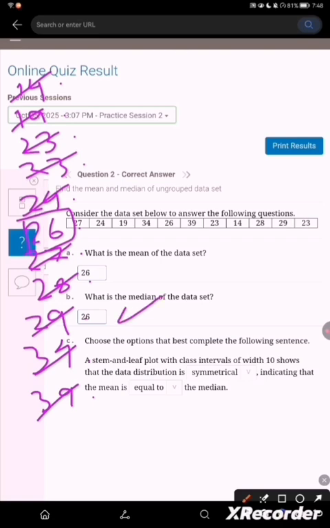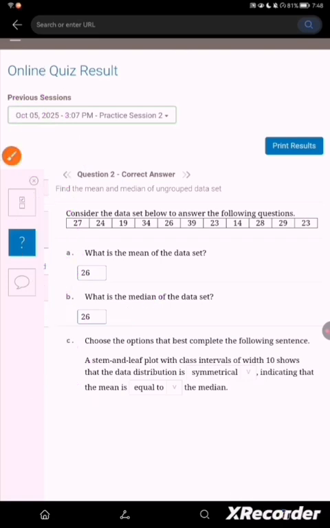Your median is 26. Now, once again, a stem and leaf plot with class intervals of width 10 shows that the data distribution is symmetrical, indicating that the mean is equal to the median. Now, if this is a computer part, which in this case it is because it's an AMS, you can automatically solve without drawing a stem and leaf plot. Just look at the mean and the median. They're equal, so you can automatically tell they're symmetrical.